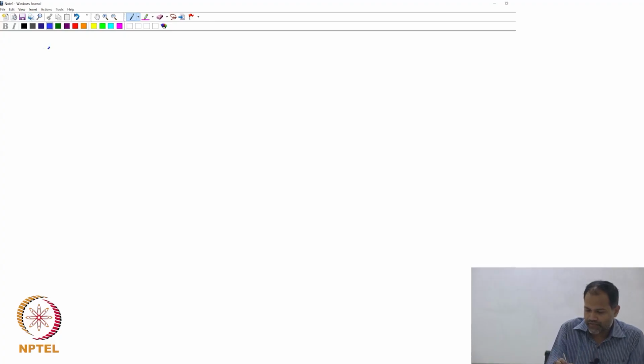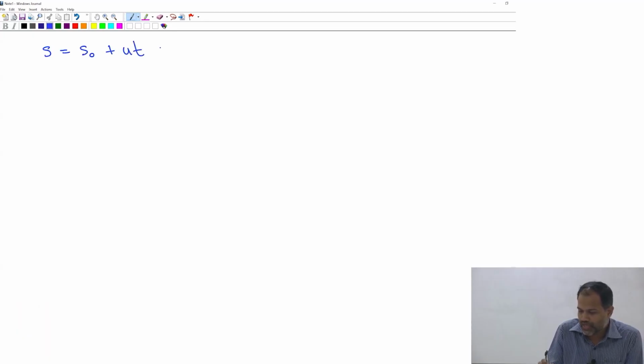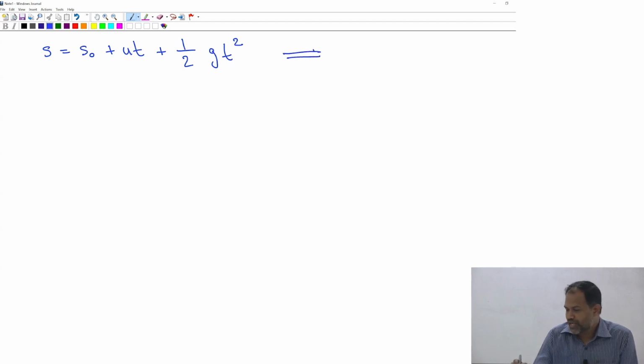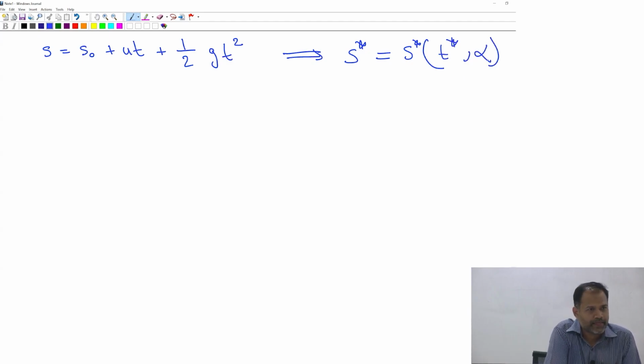The simple expression that we had was that of the trajectory of a falling particle, which was given as s equal to s0 plus ut plus half gt square. Depending upon what method you adopted to non-dimensionalize it, you could write it typically as a non-dimensional distance as a function of a non-dimensional time and some additional parameter. That's all we had done.